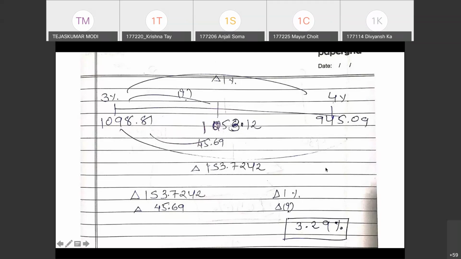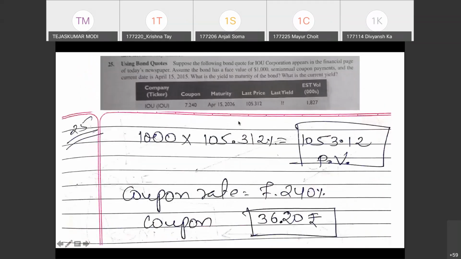Sir, can you please go back to the question slide? Sure. A lot of hit and trial method where we have to try different percentages and find the two percentages that it falls between, right? Yes, that is what we are doing.